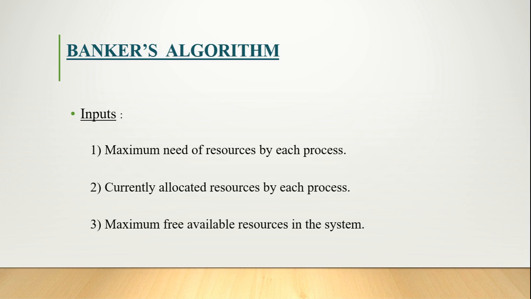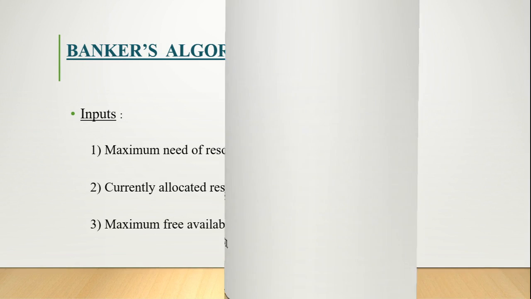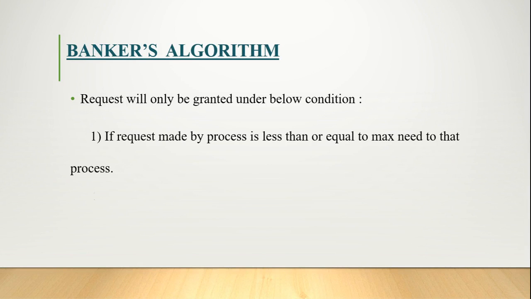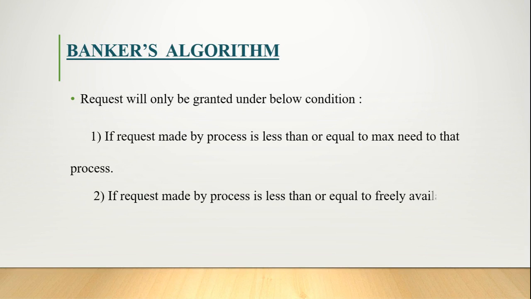Next, the inputs for the Banker's algorithm are the maximum need of resources by each process, the currently allocated resources by each process, and the maximum free available resources in the system. The request made by a process will be granted only under the below conditions: if the request made by the process is less than or equal to the maximum need of that process, and the request made by the process is less than or equal to the freely available resources in the system. Only if these conditions are satisfied will the request be granted.